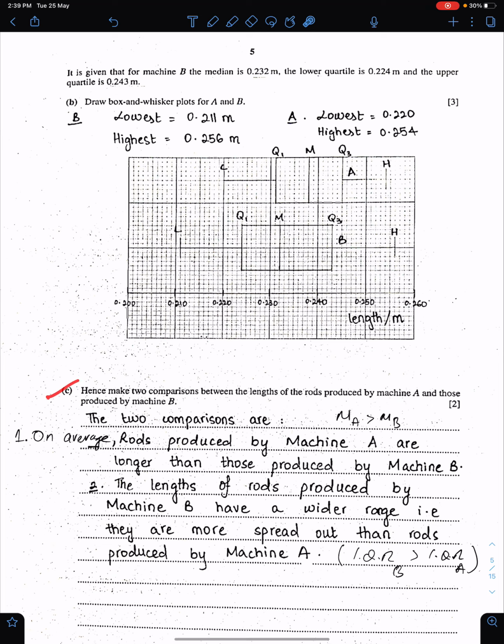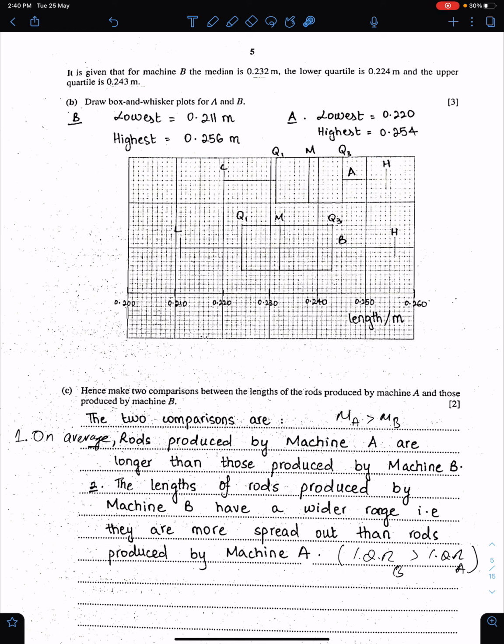Part C. Hence make two comparisons between the lengths of the rods produced by machine A and those produced by machine B. You need to compare two things, central tendency and spread. So, since median of machine A is greater than median of machine B, you can see this from box plot. Therefore, you need to write in this way, on average. On average means you are comparing their medians. On average, rods produced by machine A are longer than those produced by machine B.